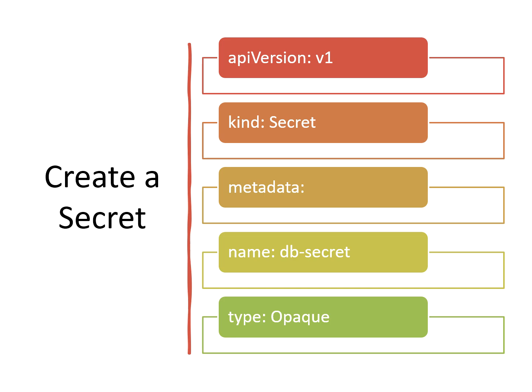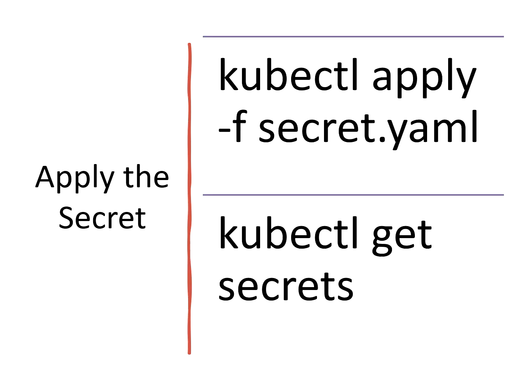Once we create the YAML file, we can use this command: kubectl apply -f secret.yaml. This will apply the changes and create the secret. Once it gets created, we can verify it by running the second command, kubectl get secrets, and then we'll be able to see the secret that has been created.